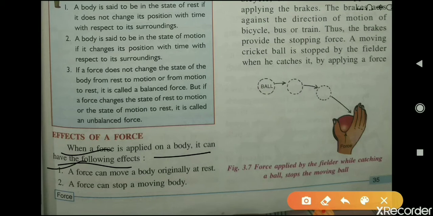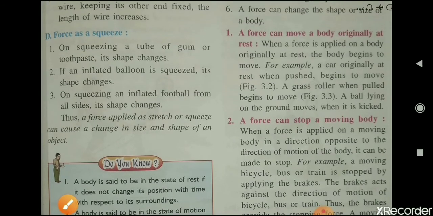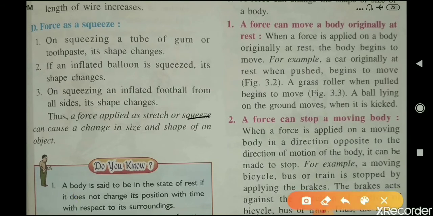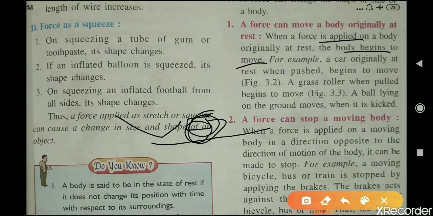So the first one is a force can move a body originally at rest. Means if a body is originally at rest, by applying a force we can move the body. So you can see here, when a force is applied on a body originally at rest, it begins to move. For example, suppose a ball is lying on the ground and you kick the ball, what will happen? You are applying the force, and because of that force the ball begins to move.